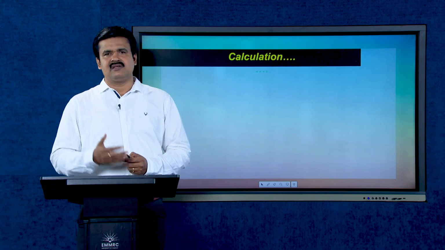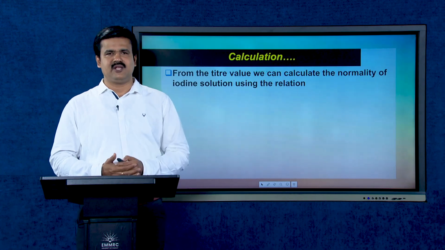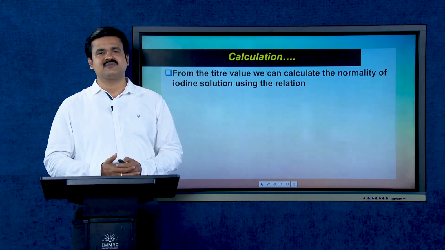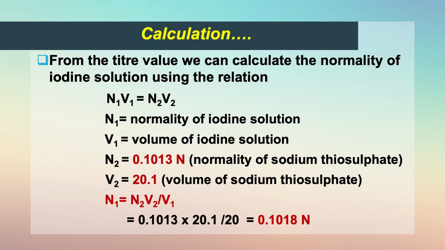Now, we are doing further calculations based on this titer value. From the titer value, we can calculate the normality of the iodine solution using the volumetric relation N1 V1 is equal to N2 V2. In this equation, N1 represents normality of the iodine solution. V1 represents volume of iodine solution. N2 stands for the normality of sodium thiosulfate that we already standardized and we got the value equal to 0.1013 normal. And V2 stands for the volume of sodium thiosulfate solution, that is the concordant value in the last titration, which is equal to 20.1.